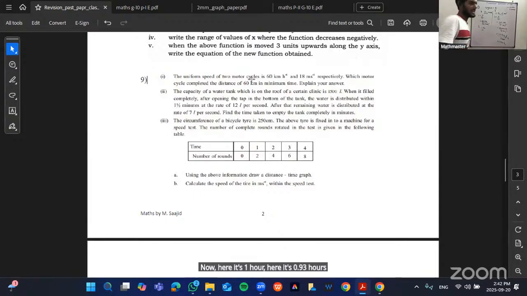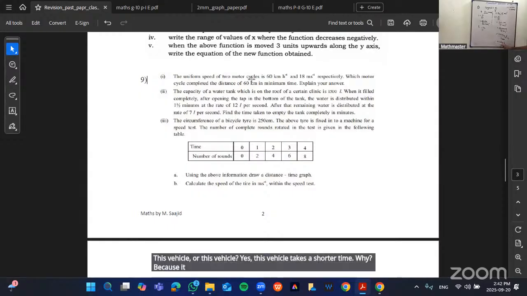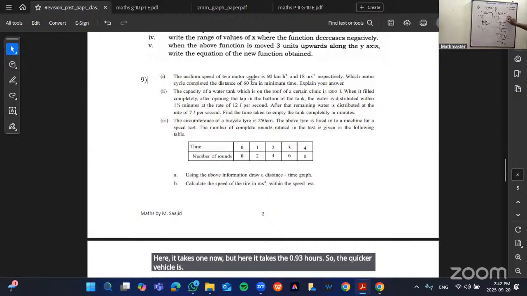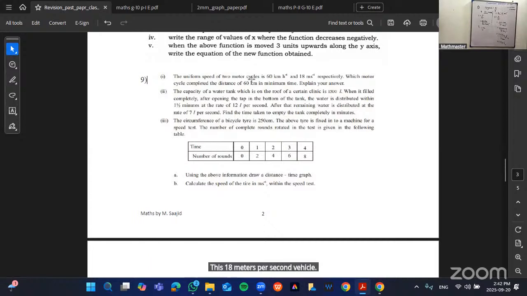So which takes a shorter time? This vehicle or this vehicle? Yes, this vehicle takes a short time. Why? Because it completes it quickly. Here it takes 1 hour, but here it takes just 0.93 hours. So the quicker vehicle is this 18 meters per second vehicle. Right. So that is the answer for the first Roman number.